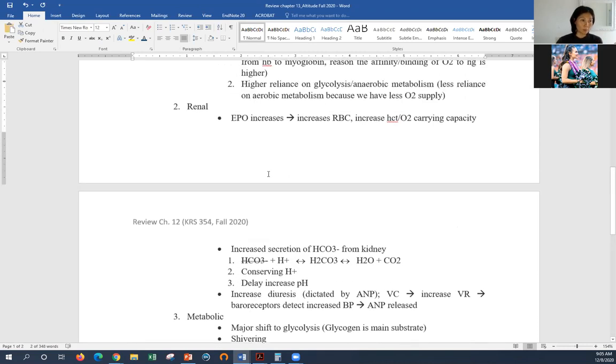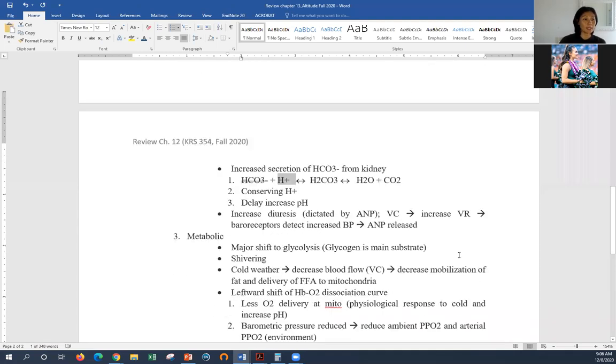We also have renal responses here, where in an attempt to attenuate or slow down the increase in pH because we're hyperventilating, our kidneys secrete more bicarbonate. And remember, if we secrete more bicarbonate, this is going to inhibit hydrogen from binding to it, and we are unable to expel this as CO2. So this is one way where we're able to conserve a hydrogen ion and delay the increase in pH.